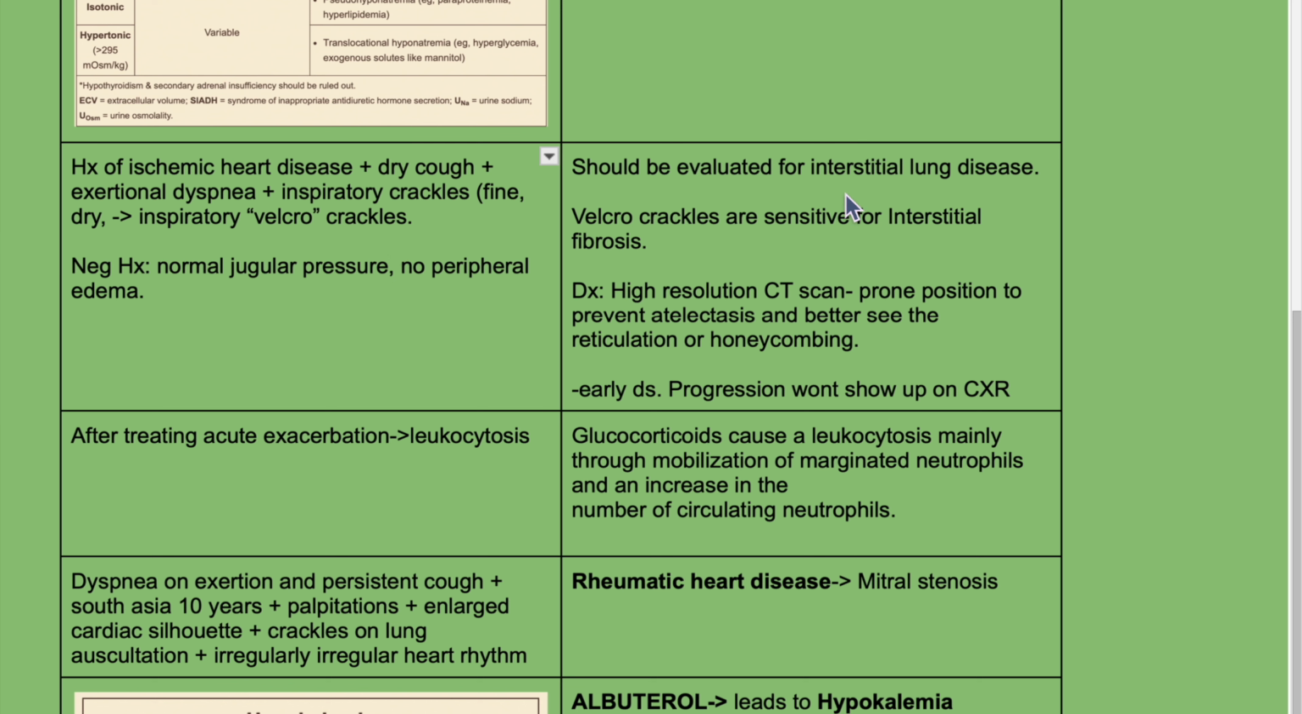They should be evaluated for interstitial lung disease. Velcro crackles are sensitive for interstitial fibrosis. Don't forget that, write it somewhere: inspiratory crackles that are fine and dry are called Velcro crackles, and Velcro crackles are sensitive for interstitial fibrosis. How do you diagnose it? You do an HRCT scan, or high-resolution CT scan, in the prone position to prevent atelectasis and better see the reticulation or honeycombing. Early disease progression won't show up on chest x-ray.